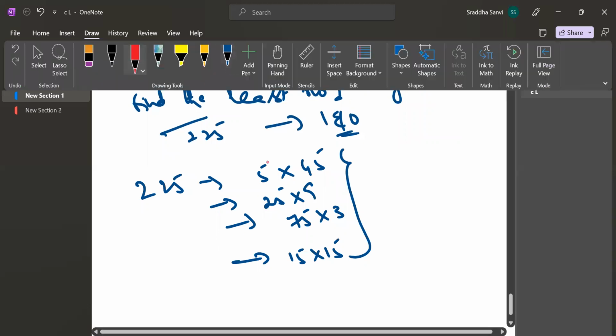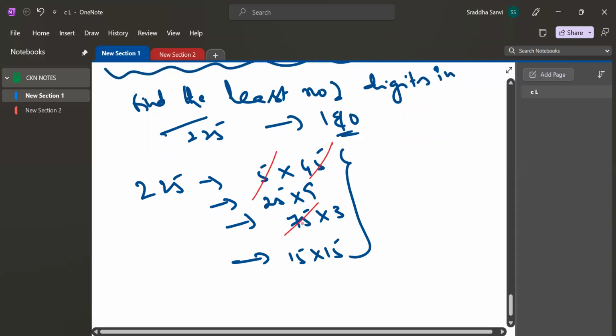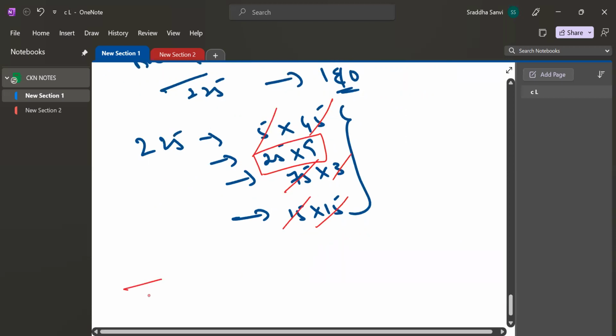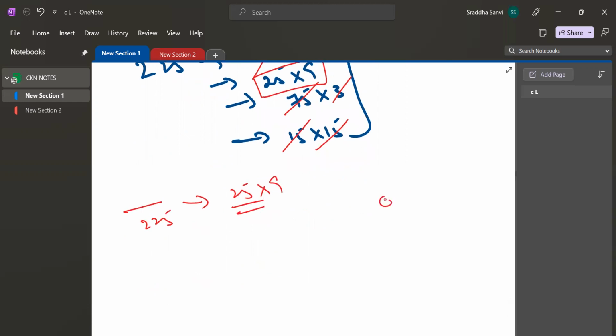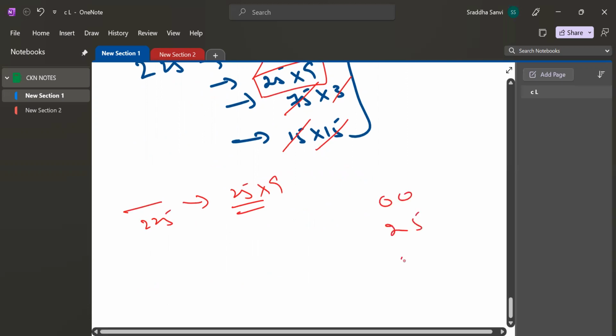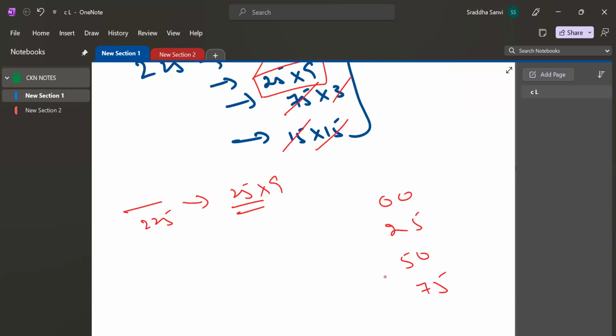5 into 45 will not work. 75 into 3 will not work. 15 into 15 will not work. What is the only case available? 25 into 9. So if a number is to be divisible by 225, the number must be divisible by both 25 and 9. First, let me finish the case of 25. If a number is to be divisible by 25, the last two digits are 00, 25, 50, 75. Any digits before this? 100, 125, 150, 175, 200, 225, 250, 275.